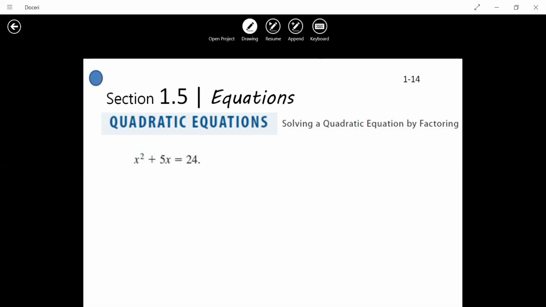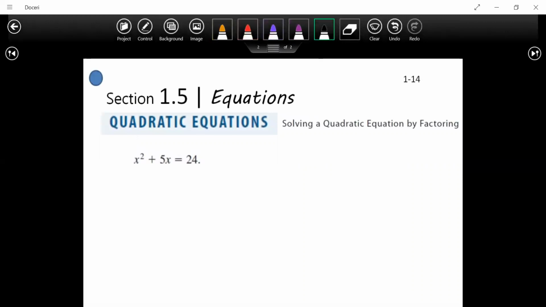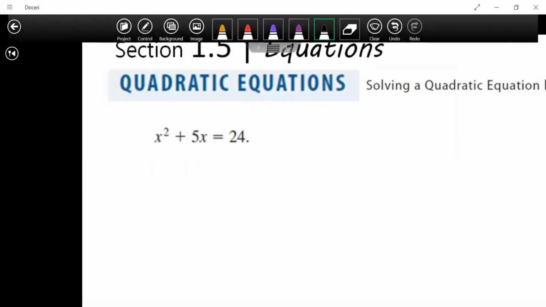Again, I redid it to help you out a little bit. The first thing I want to do is bring over all my values to the left-hand side. So I'm going to bring over that 24 and set the equation equal to 0. Give me a second.